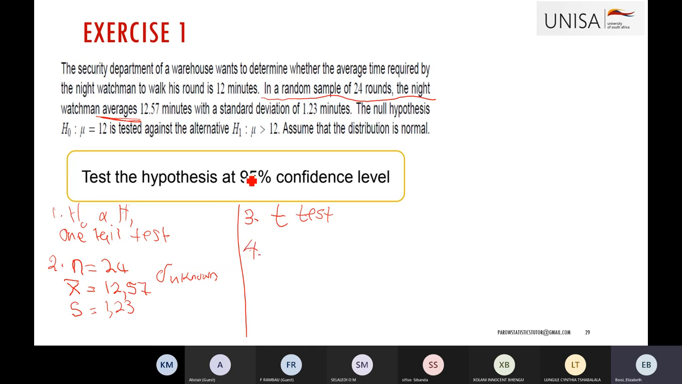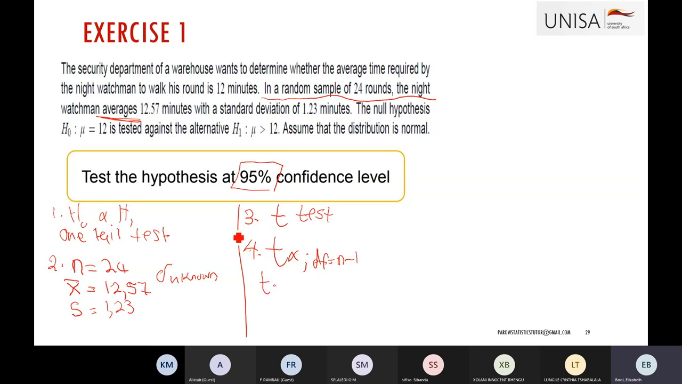Step number four means we need to go find the critical value. You're going to help me find the critical value, because I need t alpha divided by 2 and the degrees of freedom, which is n minus 1. Our 95% confidence interval, our alpha is 0.05, correct? Is it not t alpha only, because it's a one-sided test? You are right, because we're not going to find t alpha divided by 2. We're only going to use t alpha. Thank you. It's a one-tailed test.